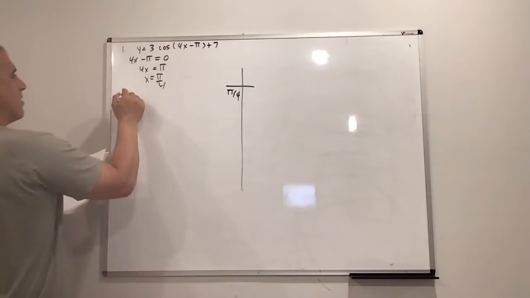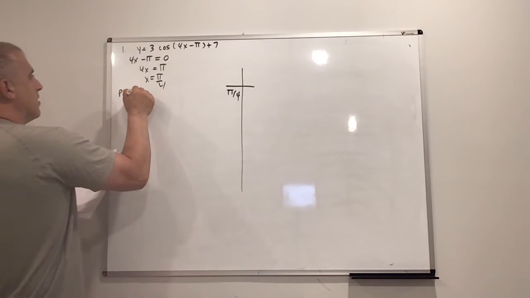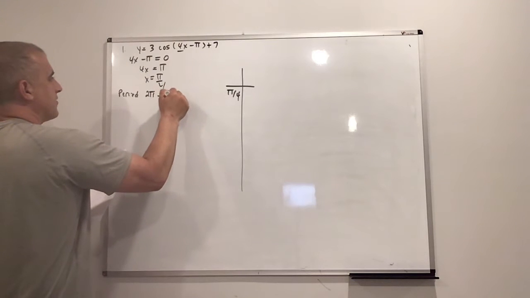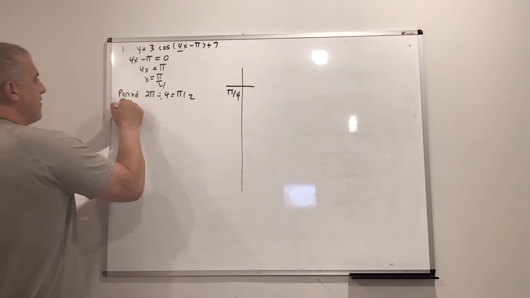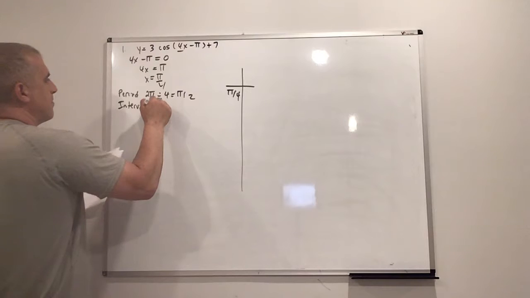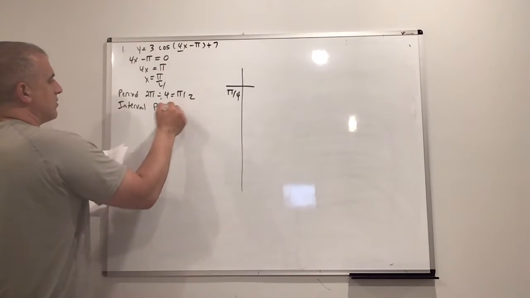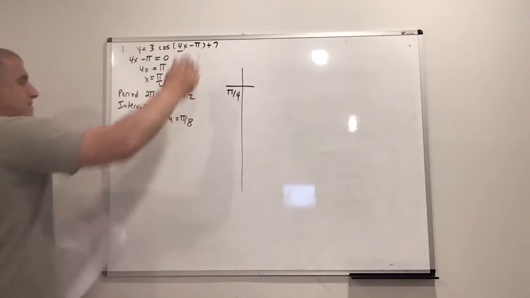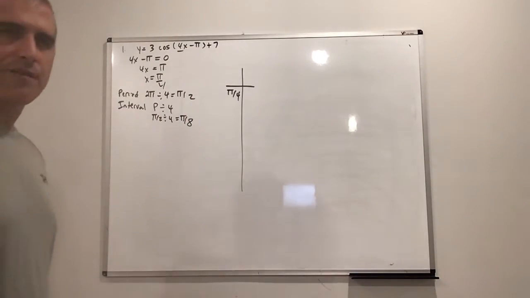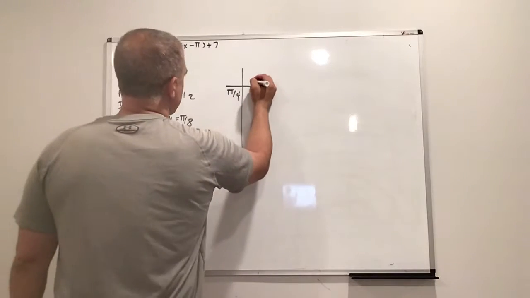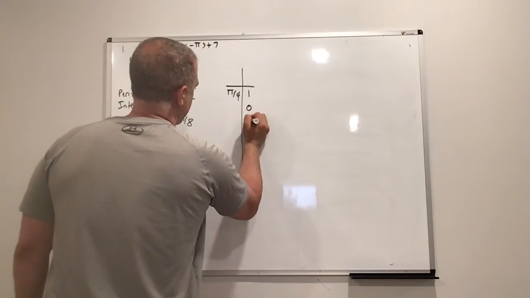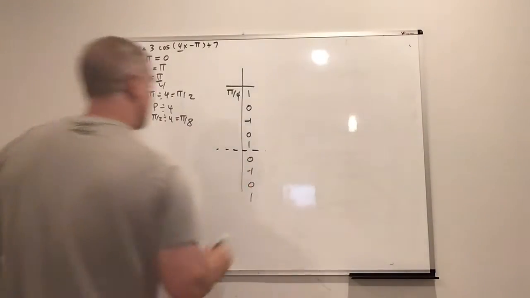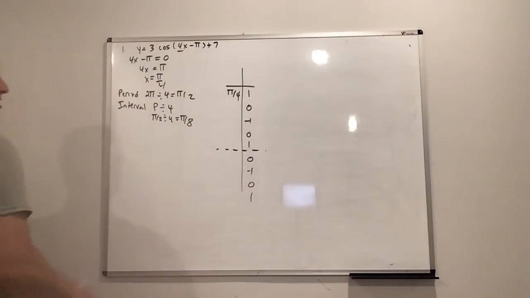Okay? Then I'm going to find the period, which is 2 pi divided by the number in front of x, which in this case is 4, which is pi over 2. I want to find the interval by taking the period and dividing by 4. So pi over 2 divided by 4 is pi over 8. So that's how the graph will move. Now for cosine, the values would be 1, 0, negative 1, 0, 1. If I continue on for 2 periods, I just continue these down, okay?